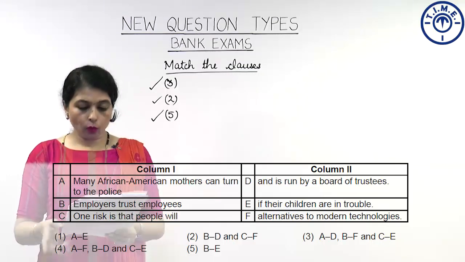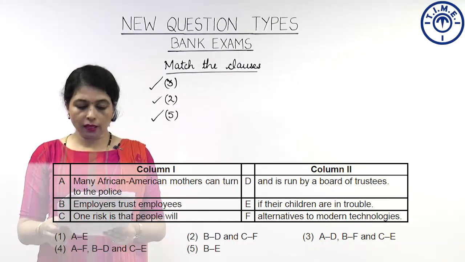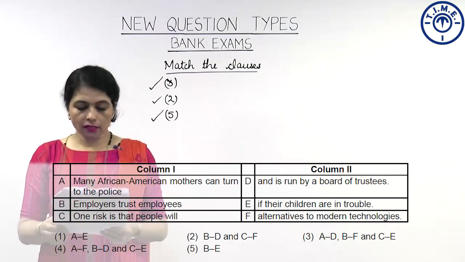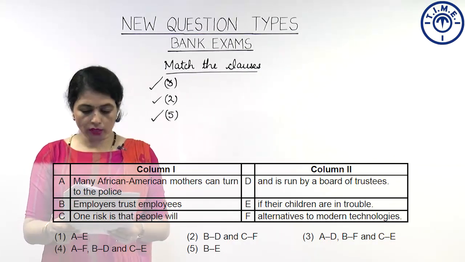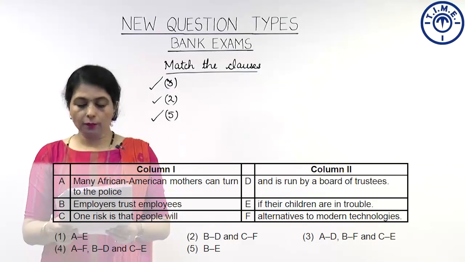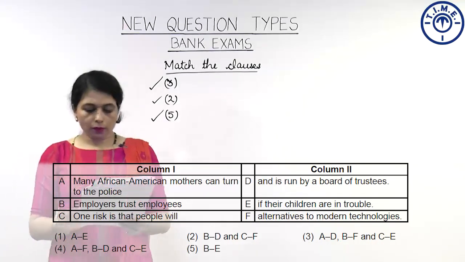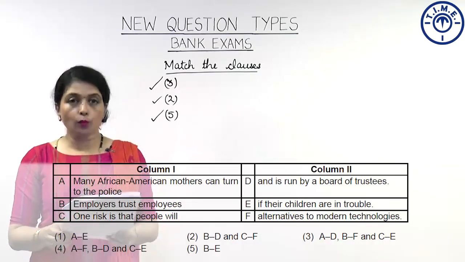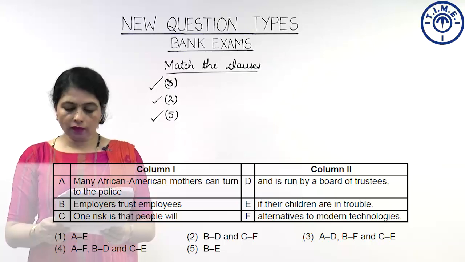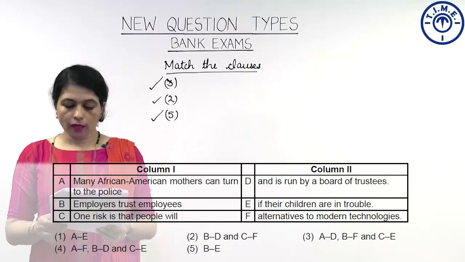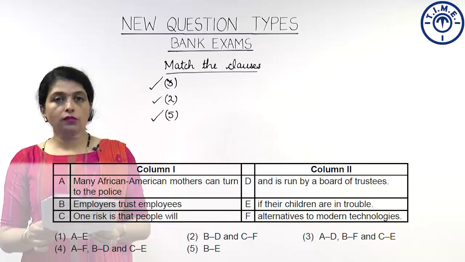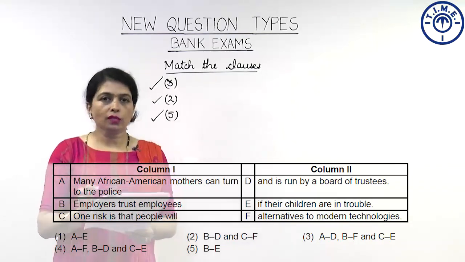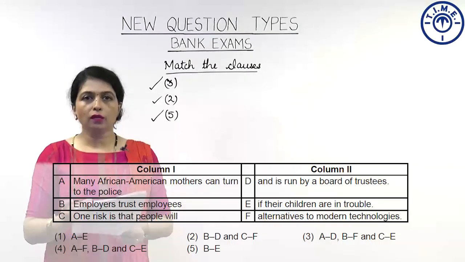In column 1, we have A, which says many African American mothers can turn to the police. B says employers trust employees. C, one risk is that people will. Column 2 has parts D, E and F. D says and is run by a board of trustees. E says if their children are in trouble, and F says alternatives to modern technologies. So let us now consider which of these will together form a meaningful sentence.